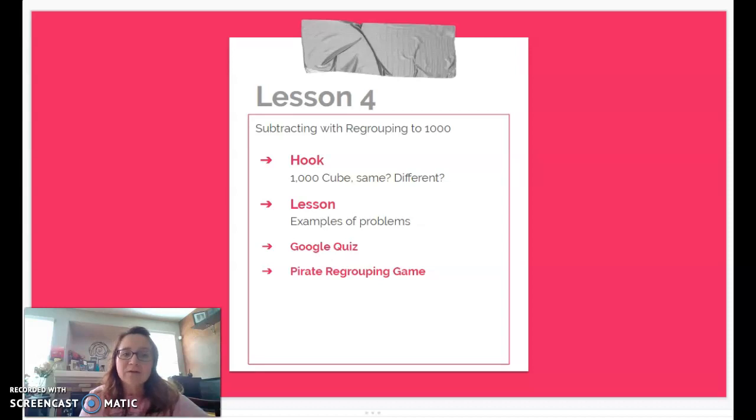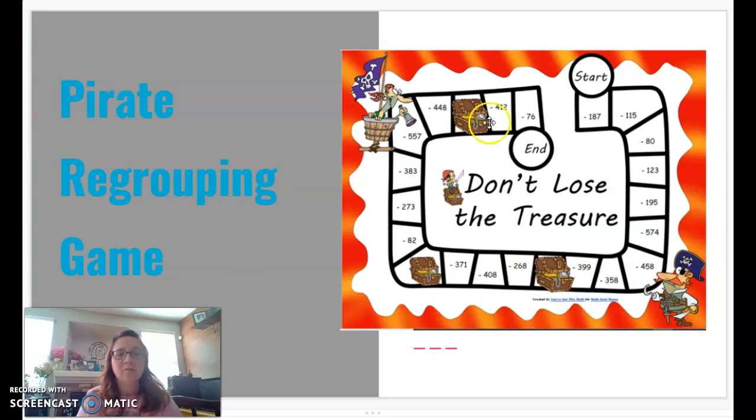Lesson 4, we did up to 1,000. We used the cubes instead of just flat blocks. We used the same, are they different? That was our Google quiz, and then for our final activity, we played a pirate regrouping game.